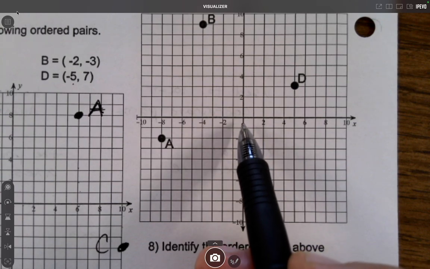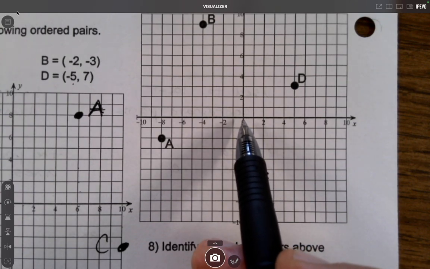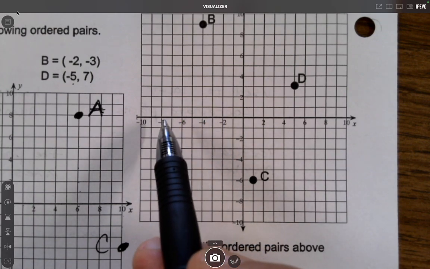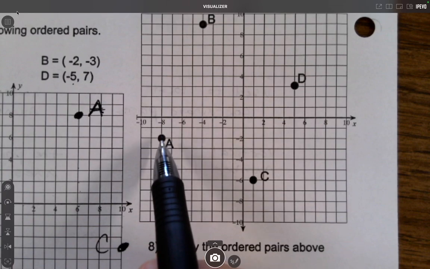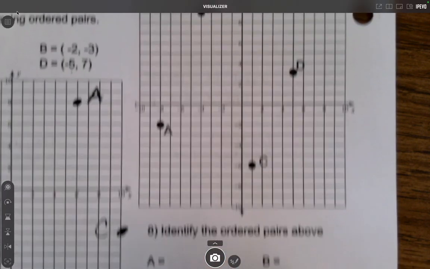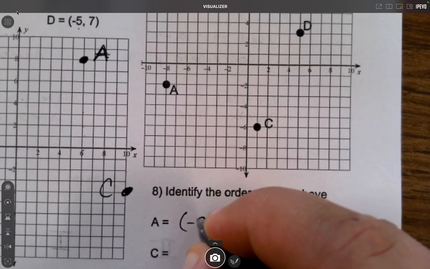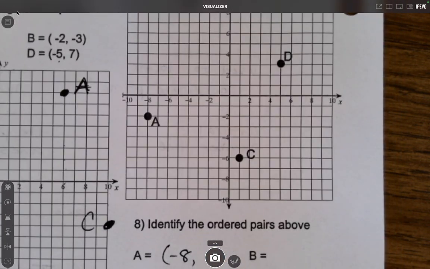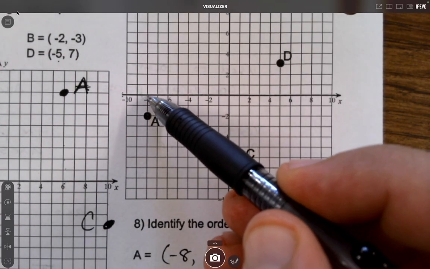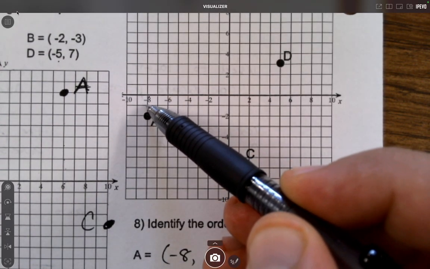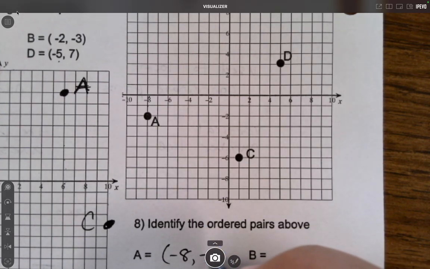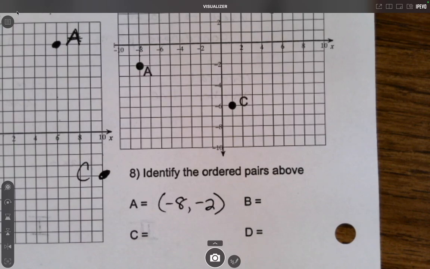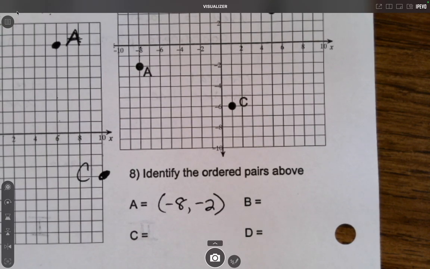Start at the origin, and we see to get to A we have to go left. We have to go left 1, 2, 3, 4, 5, 6, 7, 8. So you can see right there it's aligned with negative 8 on the x-axis. So our first number in the ordered pair will be negative 8. And our second number tells you how high or low it goes from there. So if we're at negative 8, A requires us to go down 2 spots. So negative 2 is our second number. So our x value is negative 8, our y value is negative 2.